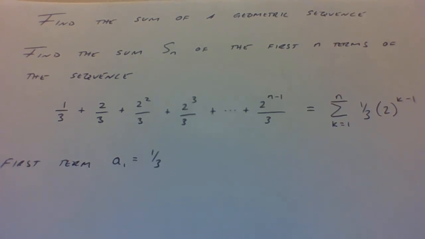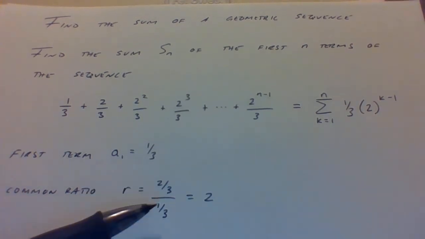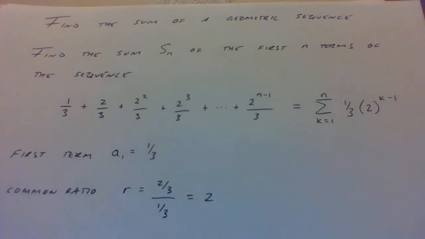Let's go ahead and find our common ratio. I'm going to use my second term and my first term, and when I divide those out, I'm going to get a common ratio of 2.